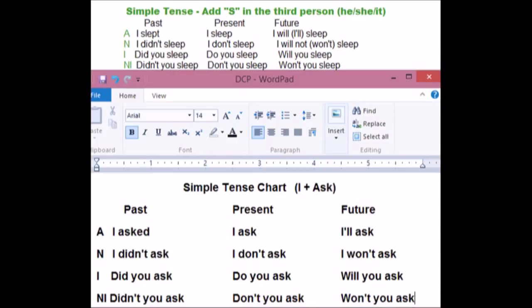Okay, there you have it. So taking the pronoun plus the verb, we are able to conjugate it and develop a conversation in the past tense, present tense, and future tense of the simple tense in the active voice.